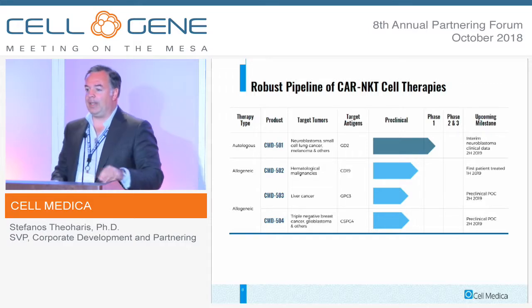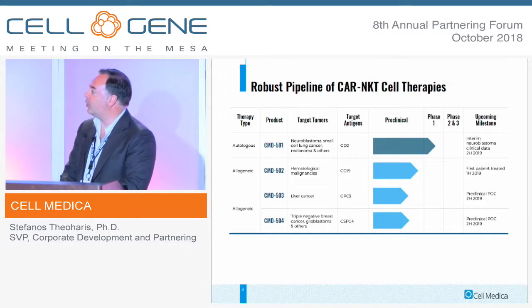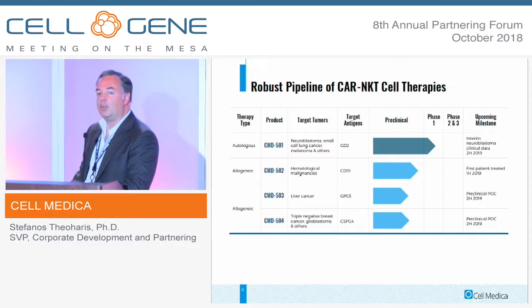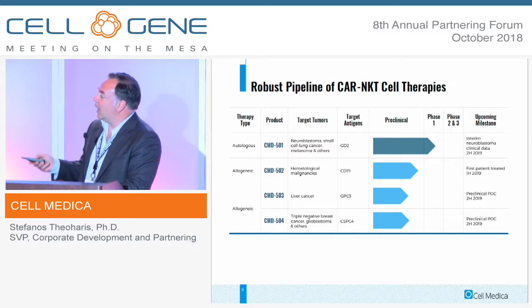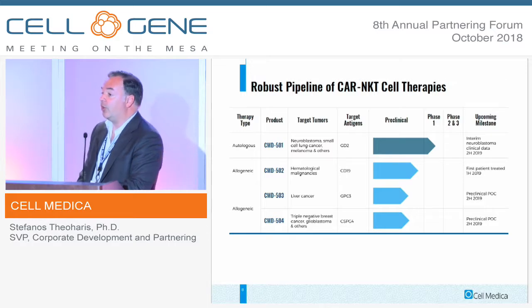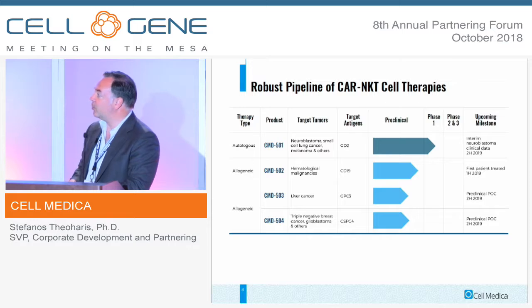And this is our NKT platform, and I'm really only focusing on the NKT component of our platform now. We have some additional TCR products that we're working on, but I wanted to focus on the NKT. I did mention that we have a GD2 product already in the clinic. We recruited our first patients around the end of August, so it's a very recent development for us.